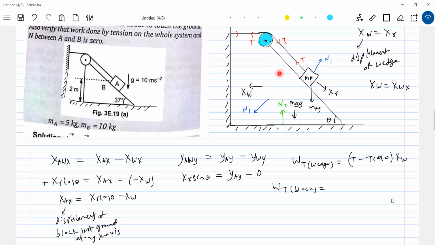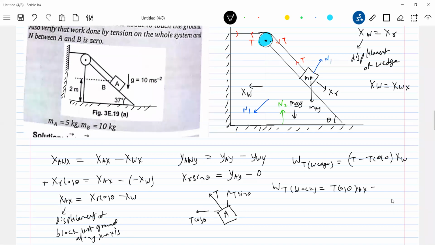So if you resolve this tension, here I'll draw one diagram. There's a block A. The tension is acting here, no? So resolve this tension into two parts. This will be T cos theta. This will be T sin theta. So T cos theta into XAX. And T sin theta will act perpendicular to that one, opposite to YAY, the vertical displacement.